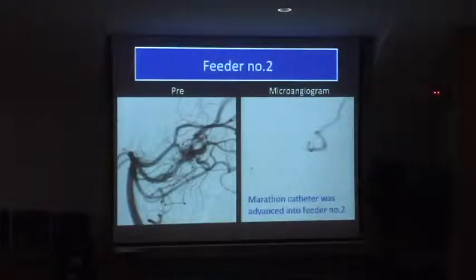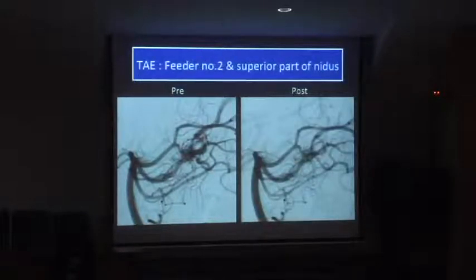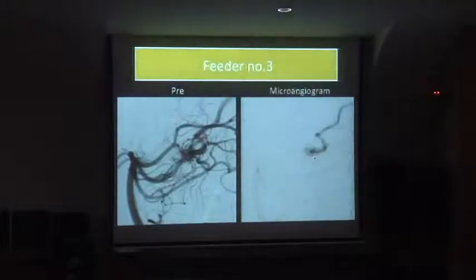Next, the Marathon catheter was advanced into feeder number 2. Microangiogram showed this artery was a proper feeder to the AVM. The proper feeder was embolized by Onyx 18. You can see the nice Onyx cast from feeder to nidus. Feeder number 2 and the superior part of the nidus have disappeared. Finally, the Marathon catheter was inserted into feeder number 3.